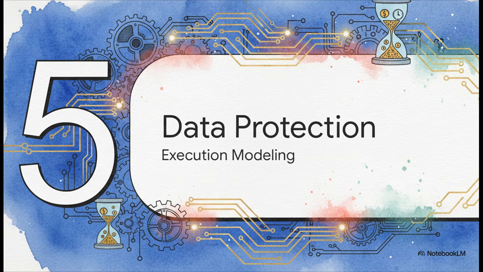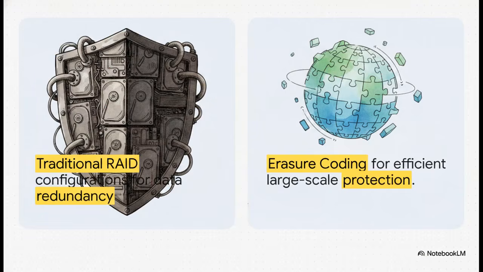And finally, Section 5, continuity and data protection. We absolutely have to address the catastrophic costs of downtime here, because in the world of AI, time is literally money, right? We have to carefully weigh the economic trade-offs of our data protection mechanisms. Specifically, we're evaluating traditional RAID setups against the efficiency of erasure coding.